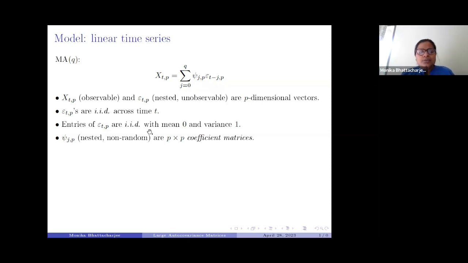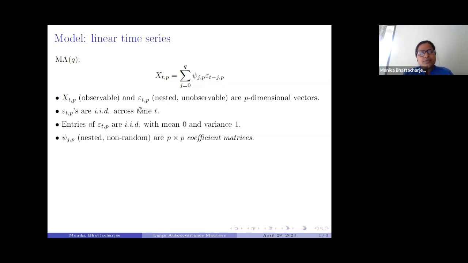We'll also consider Xi_{j,p} to be non-random, that is, deterministic. We can have them random also, but in that case we consider Xi_{j,p} independent of epsilon_t. Then a conditional argument will give us similar results to those I will discuss here.